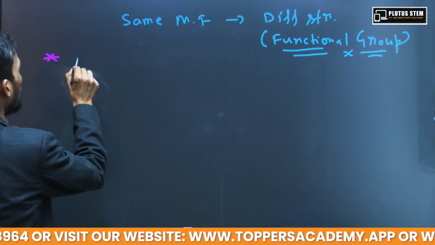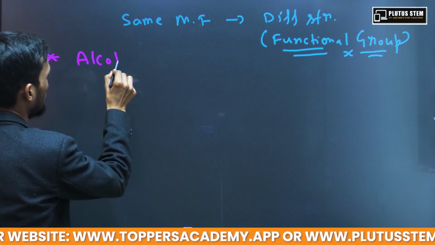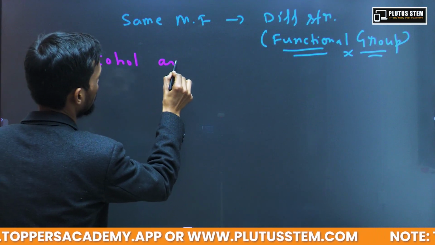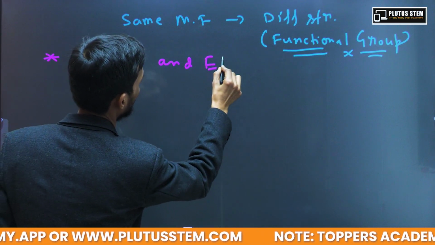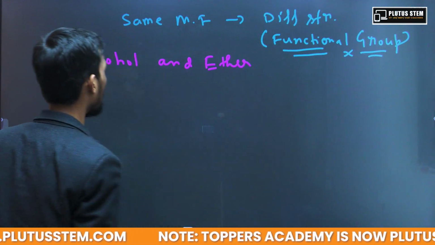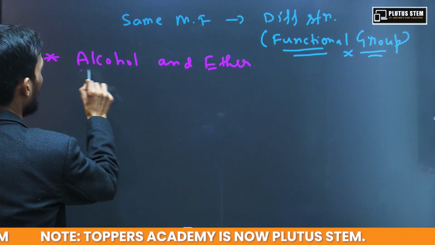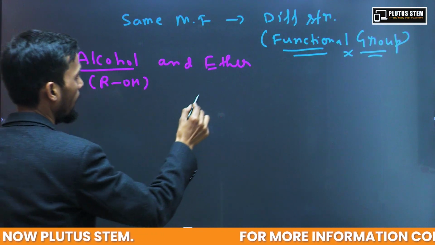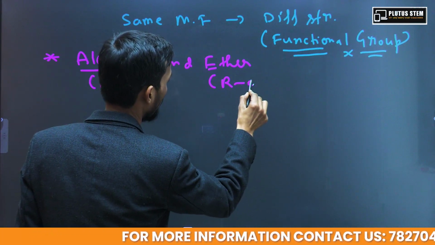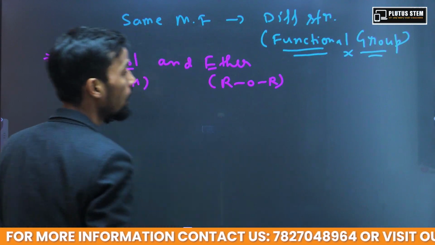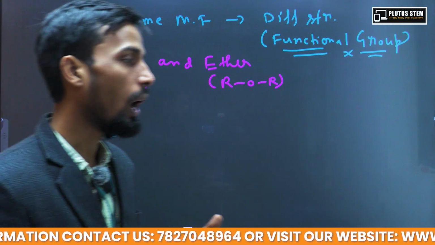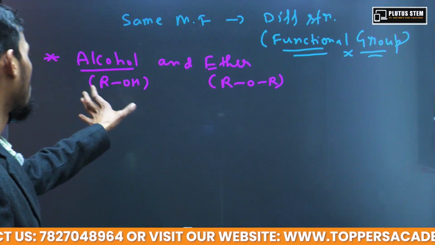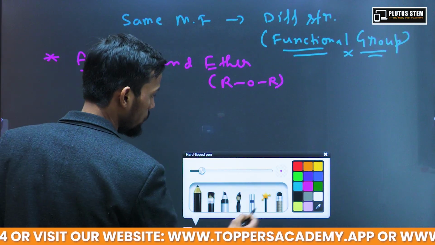Like alcohol and ether. We will see a first example of alcohol and ether. One functional group is represented by ROH and the other is represented by ROR. So let us see how we can see isomerism in these two structures.